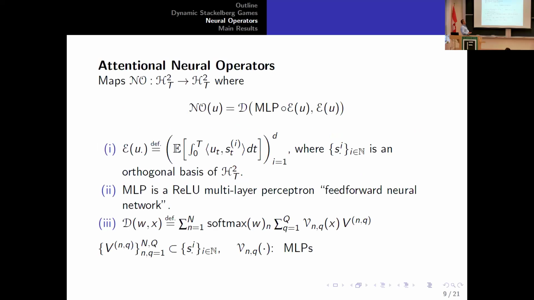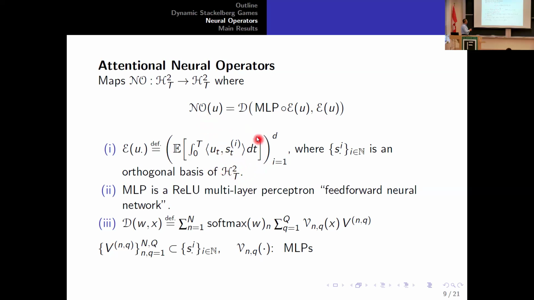So here is the basic setting of the attentional neural operators. That is actually a map from the H2 space to H2 space, that means from the strategy space to strategy space. And it takes this function form. The first part, the EU, is called the encoder step. That is the encoder for the attentional neural operator, which projects the input U onto a subspace of the H2.